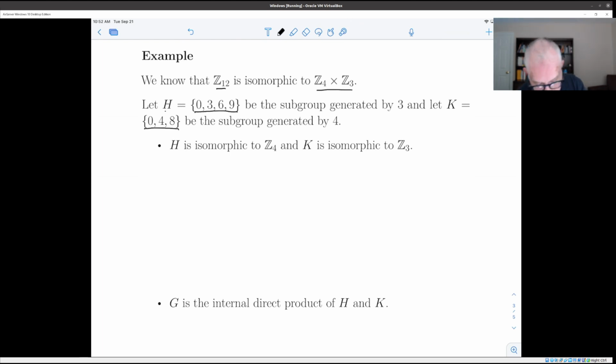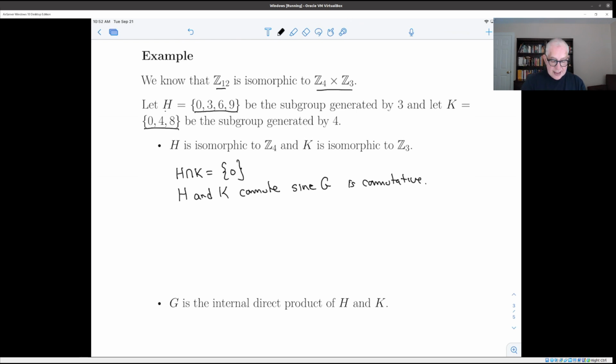And let's just notice that H intersect K is just 0, and that H and K commute with one another. That's easy in this case because it's a commutative group. They sit inside G, and G is commutative.